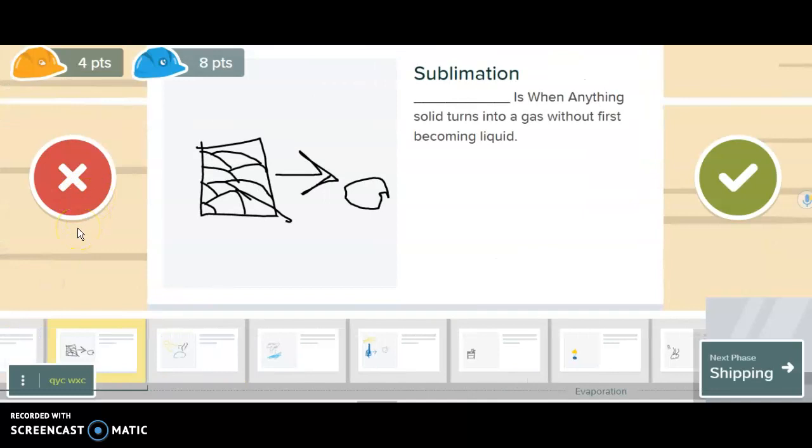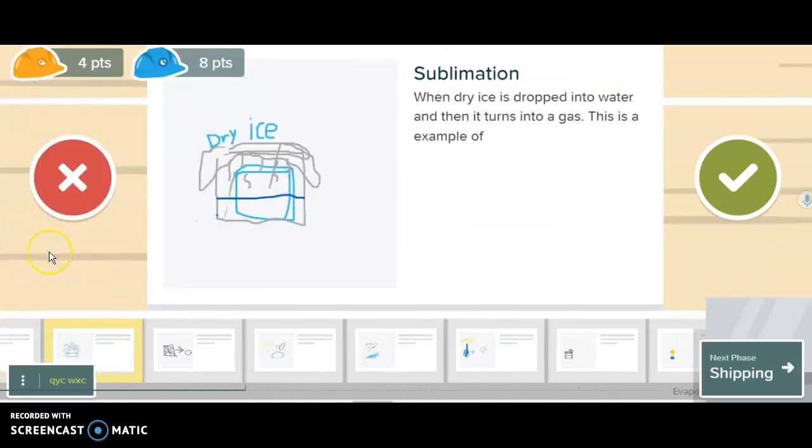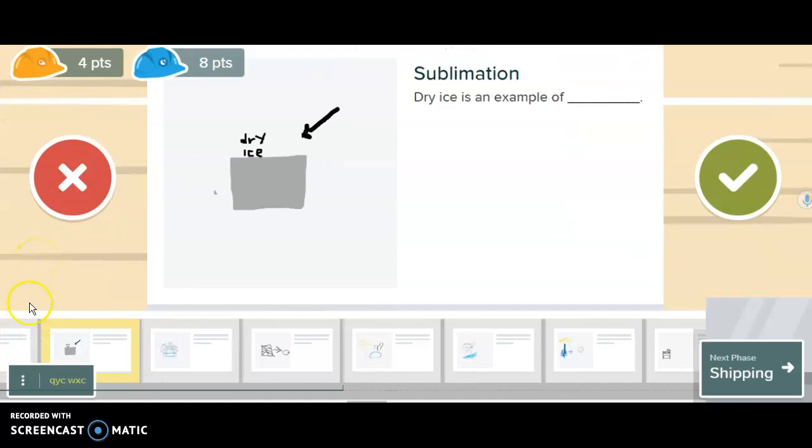Here we go. Sublimation. When anything solid turns into a gas without first becoming a liquid, that is sublimation. Who did this? Four-way tie. When dry ice is dropped into water, it turns into gas. You don't have to drop it into water, it does that. But you didn't really say solid to gas. Dry ice is an example.